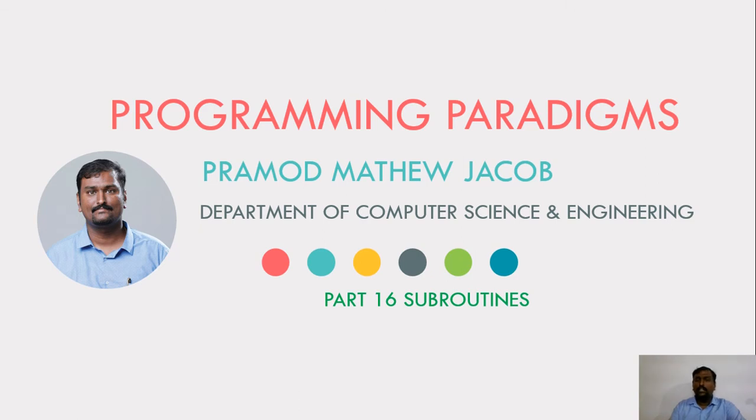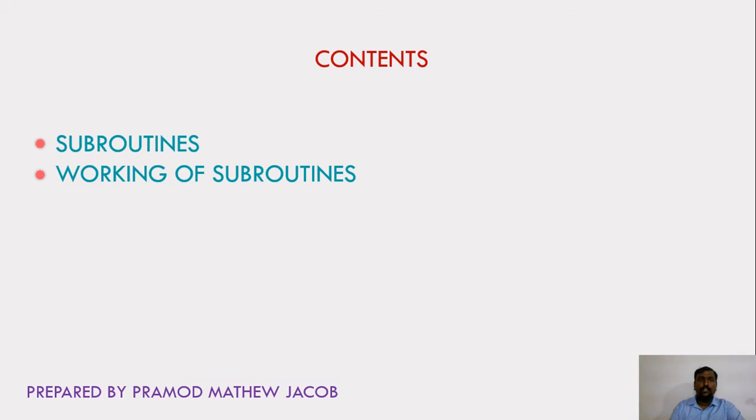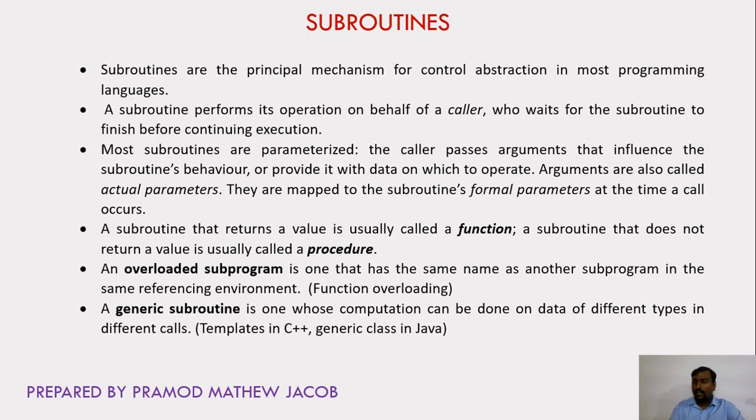Hi all, in this session we are going to learn about subroutines. Subroutines are the principal mechanism for control abstraction in most programming languages. A subroutine performs its operation on behalf of a caller function, who waits for the subroutine to finish before continuing the execution. Subroutines are also called functions or procedures.